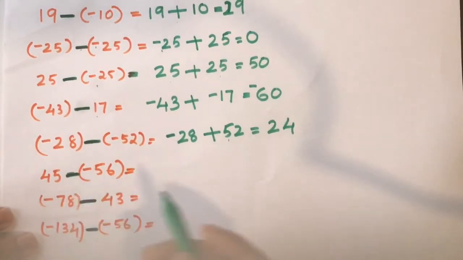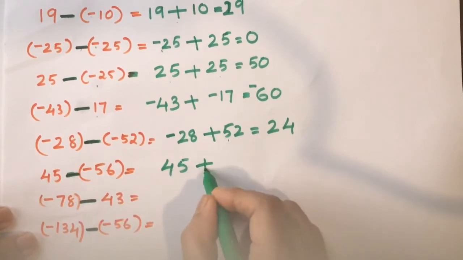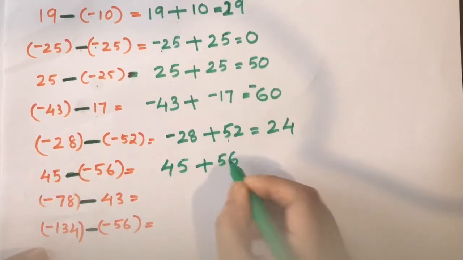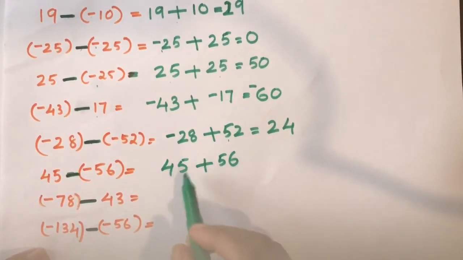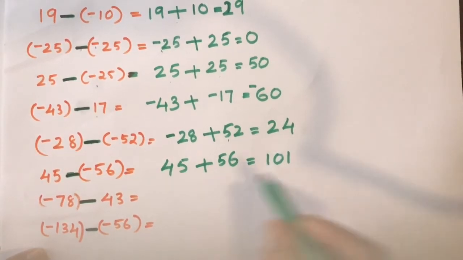Next one is 45. Keep 45 in the same way. Change the operation. Then change the sign of the second integer, that is 56. Now both are positive, so just normal addition, that is 101. Both are positive, so the answer is also positive.